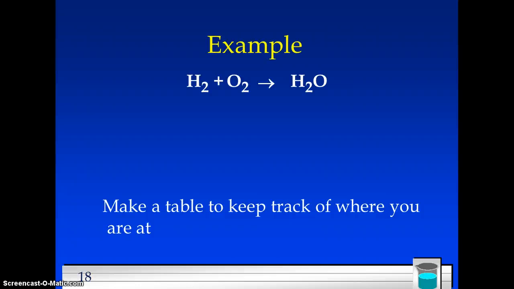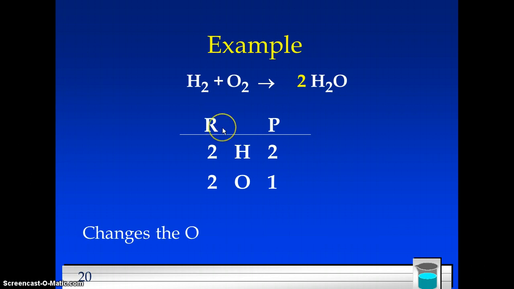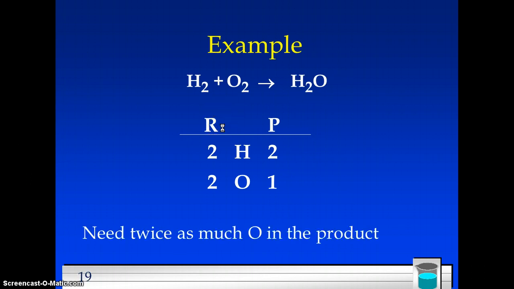First thing we want to do is make a table to keep track of where you're at. I use an R for reactants and a P for products. Remember, reactants are on the left side of my arrow. My product is on the right side. So I like to set up my equation the same way.